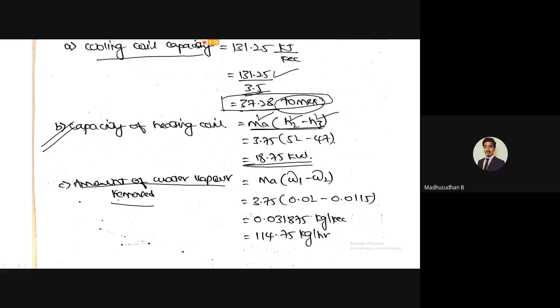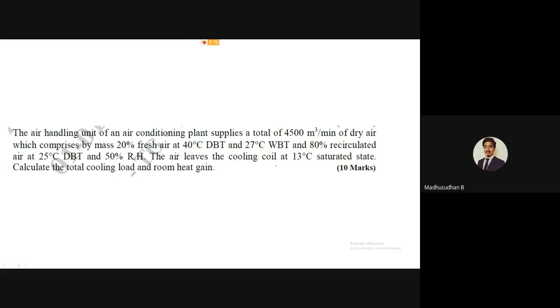The amount of water vapor removed is given by mass flow rate into specific humidity. Remember this, it is very, very important. You'll generally know how to calculate the capacities of the heating coil and cooling coil, but the amount of water vapor removed can also be calculated with a simple multiplication formula: mass flow rate of air into the specific humidity difference between those two. You know the values of omega 1 and omega 2 from the psychometric chart. Take those values, substitute and calculate. The amount of water vapor removed for this particular problem is 114.75 kg per hour.